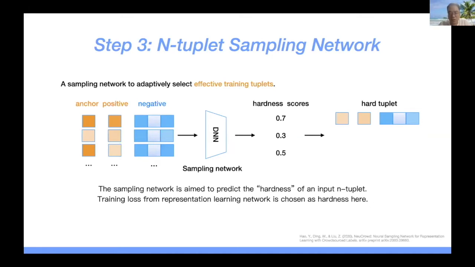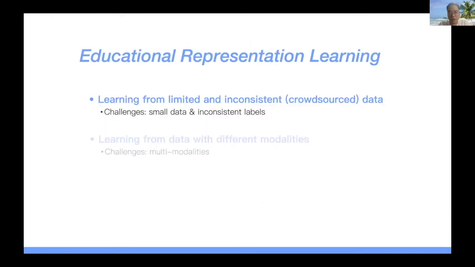So we train such a sampling network as a supervised model. The model just takes groups as input and predicts the hardness of this group. And later for the next iteration, we use the sampling network to rank all the possible groups. And we take only the groups with very high hardness scores into the training groups for the next iteration. Okay, I think that's all my introduction, and I will pause here for any questions.